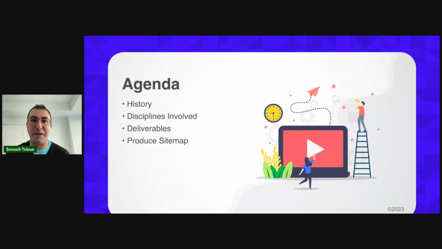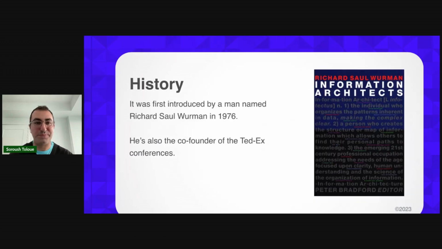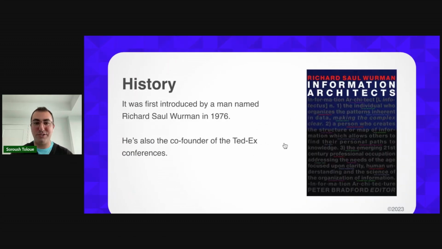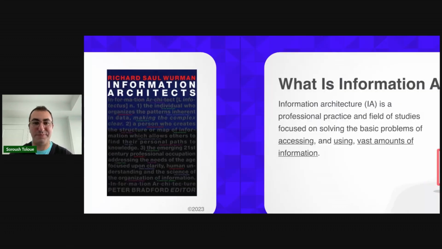Now, let's talk a little bit about information architecture. We're going to talk about the history, the disciplines involved, the deliverables, and how to produce a sitemap. A little bit about the history: it began with this man named Richard Saul Wurman in the 1970s. He's a graphic designer, a building architect, as well as a co-founder of the TED conferences.